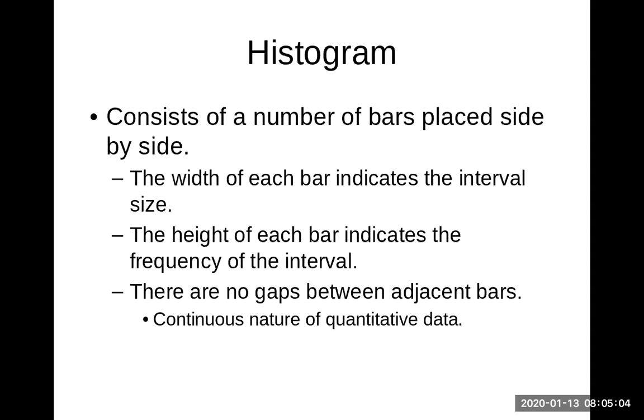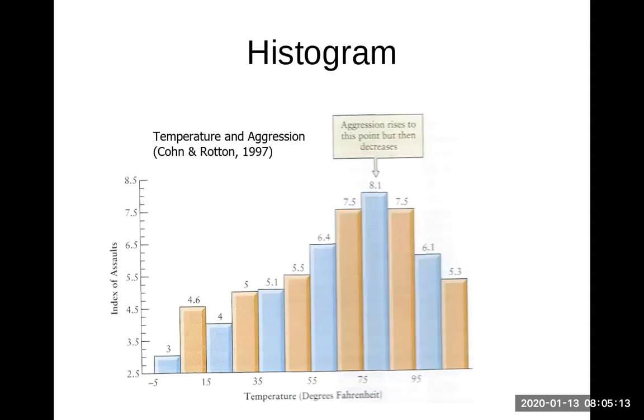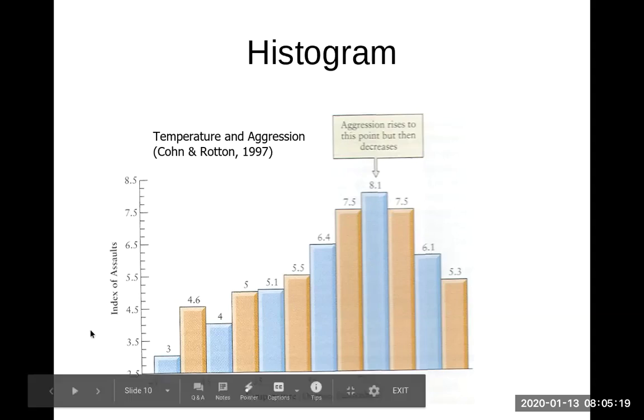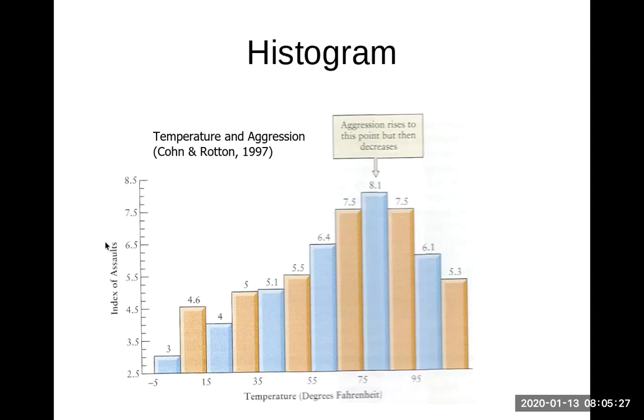So you're always trying to help readers read your charts, and putting those bars side by side can help them visualize that. So here's a couple examples of histograms. This was a very famous one in 1997 by Cohen and Rotten. And what they were looking at is increasing temperature amounts. So here they have the temperature ranges on the bottom, and then they have an index of assaults over here on the y-axis. That means they're just counting assaults.